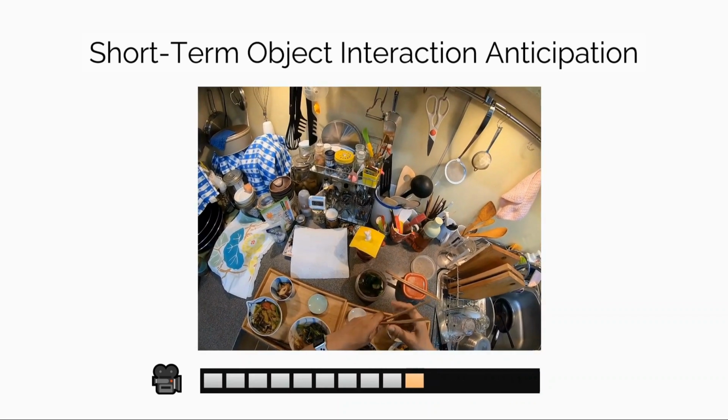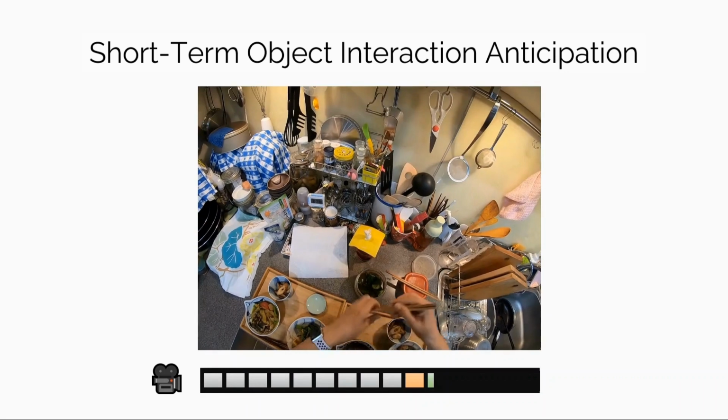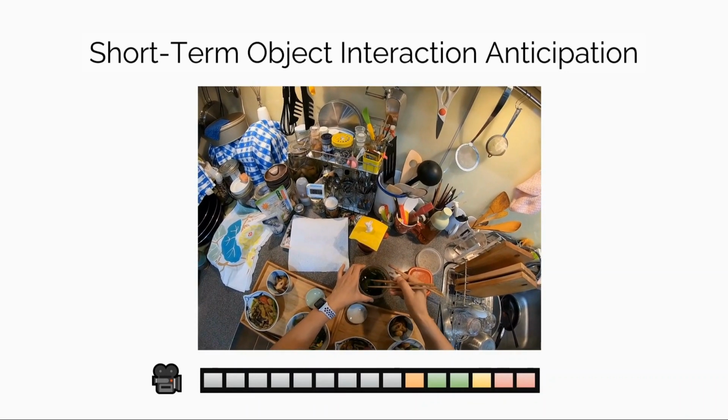Given a sequence of observed video frames, the task requires anticipating the location of the next interaction, the verb label, the noun label, and the time left to contact, or TTC for short. In this example, the object location is represented by the red bounding box, the verb label is take, the noun label is food, and the time left to contact is 1.37 seconds. As you can see, the user does indeed take the food.